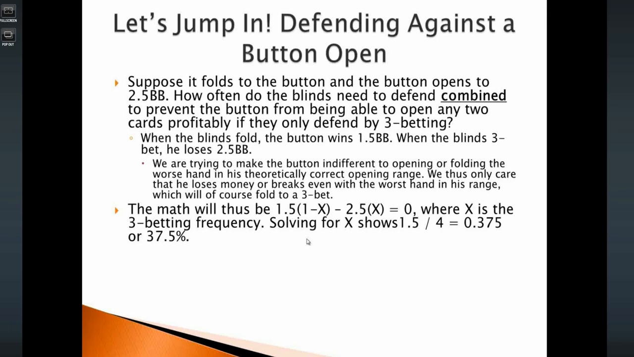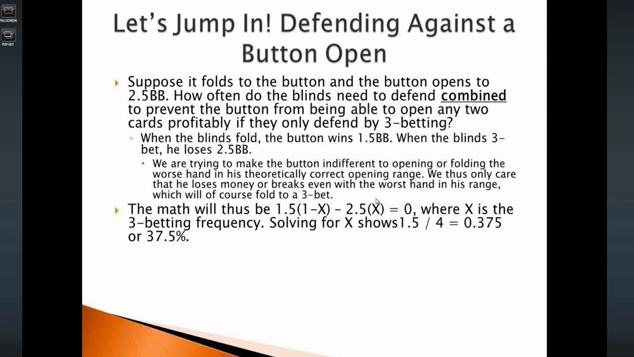So here, when we set up the equation, we know that when the button gets folds, he wins 1.5 big blinds. For 3-betting x fraction of the time, or at x frequency, then he's going to win 1.5 times (1 minus x), because that's all the times that we didn't 3-bet. Likewise, when we do 3-bet, he'll lose 2.5 big blinds, because that was his opening size, times x, which is the combined 3-bet frequency.